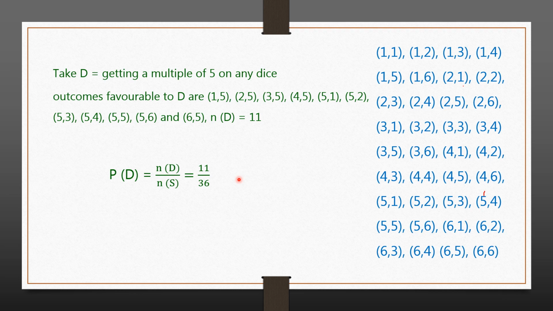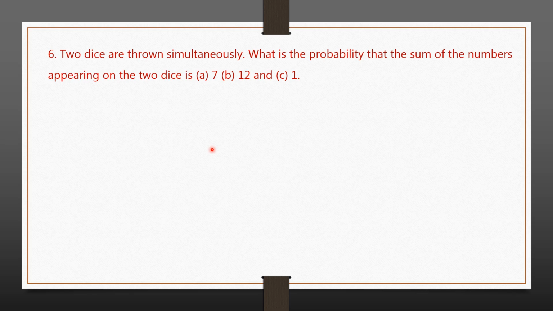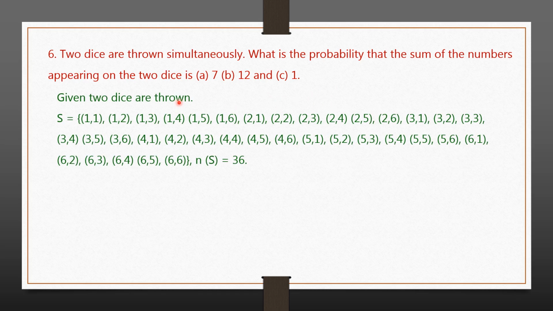In this way you can do problems related to two dice also. And while writing, the favorable outcomes of any event depend on the sample space only, always. Let's solve one more problem. Two dice are thrown simultaneously. What is the probability that the sum of the numbers appearing on the two dice is 7, 12 and 1? Again the same thing, identify the random experiment and write the sample space. Two dice are thrown simultaneously, and write the respective sample space, and n of S is 36.